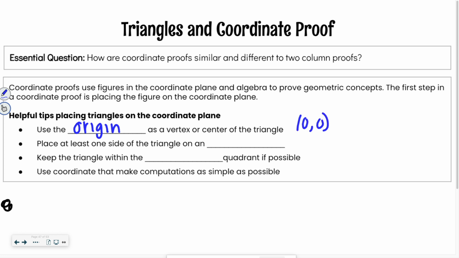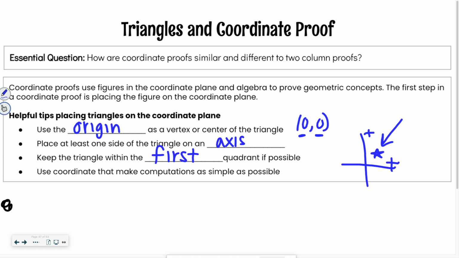Place at least one side of the triangle or figure on an axis. Again, that just makes for easy computations because one of your coordinates, the x or y, will be 0. Keep the triangle within the first quadrant. Again, you're thinking of your future self, what's going to make your math later on easier. If we're in the first quadrant, remember that's this quadrant here, everything's positive. Your x is positive, and so is your y.